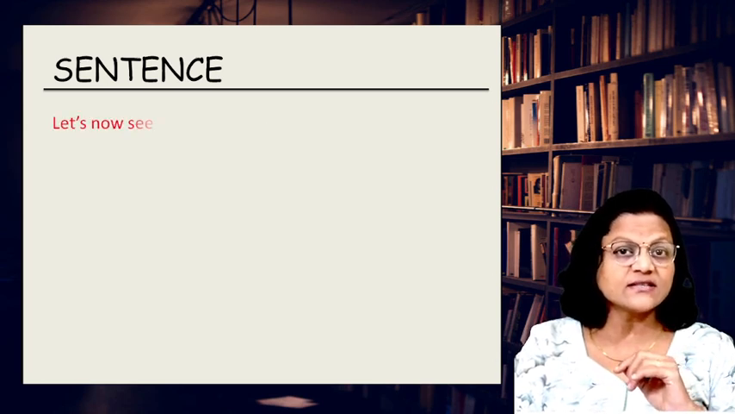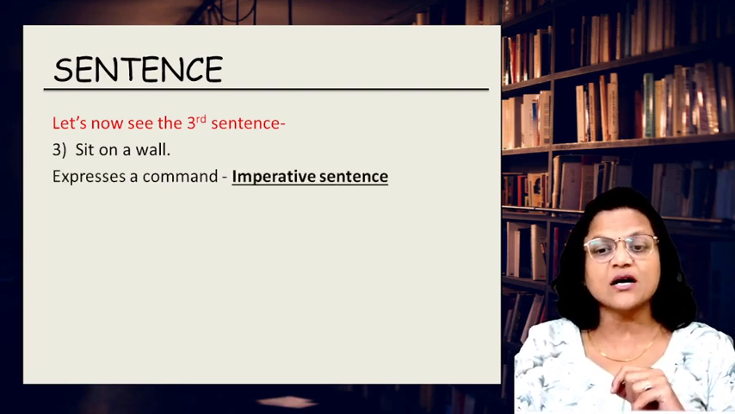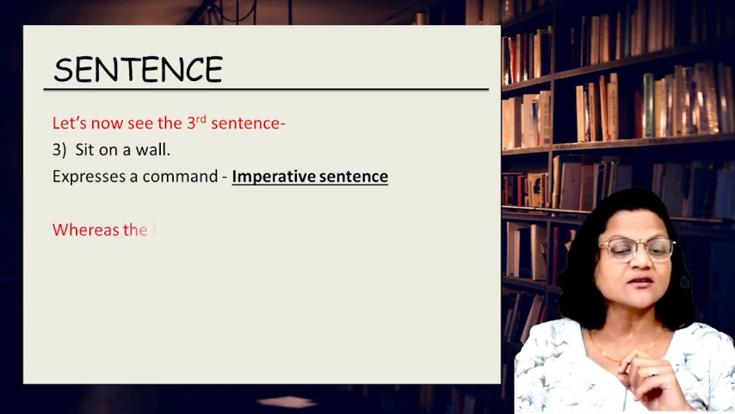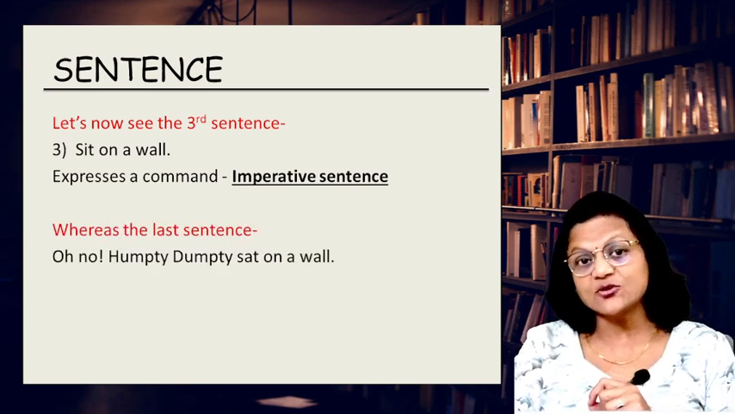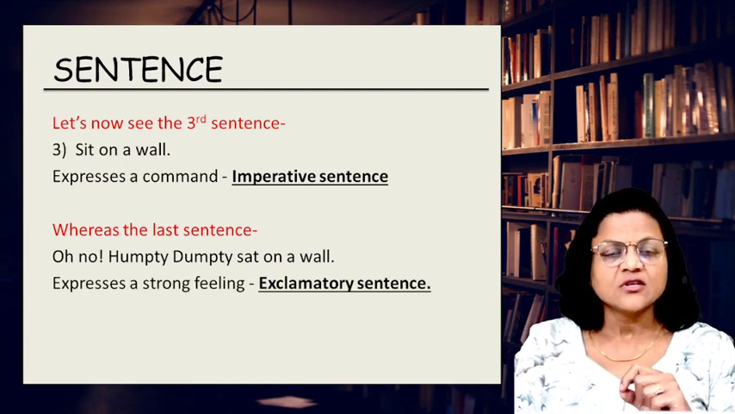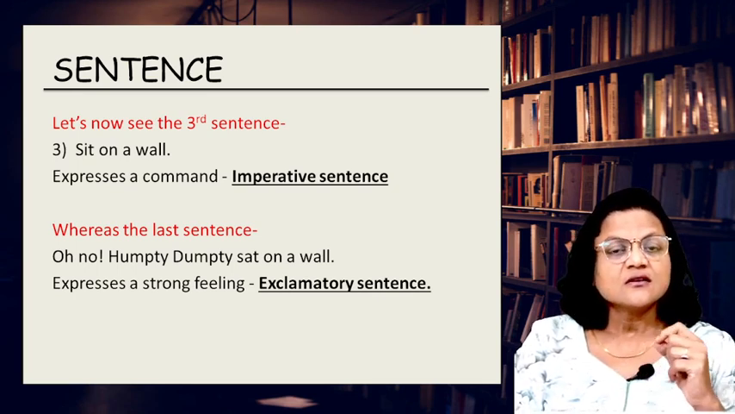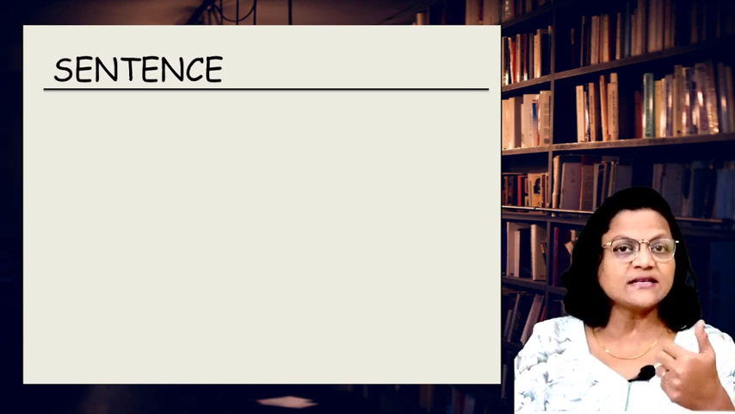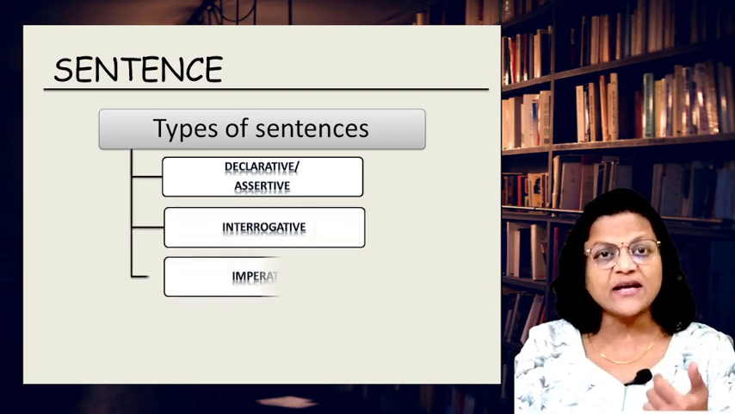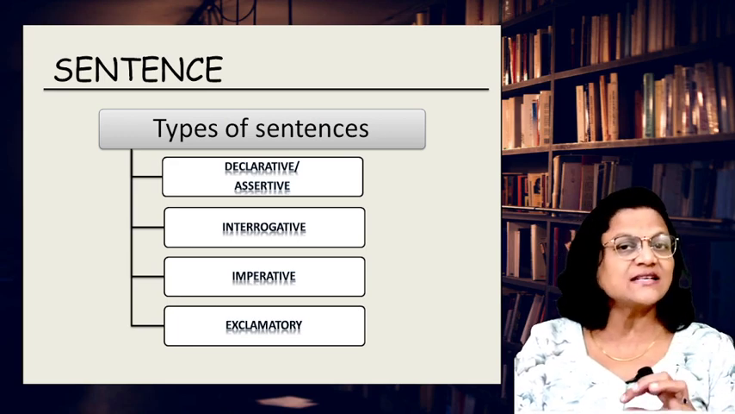What's the third sentence now? Let's see it. Sit on a wall. Here I'm expressing a command. So we call it an imperative sentence. And the last sentence, oh no, Humpty Dumpty sat on a wall. This is expressing a sudden strong feeling. So this type of sentences are known as exclamatory sentences. So now, number 1 I said is declarative sentence, number 2 is interrogative sentence, number 3 is imperative, and number 4 is exclamatory sentence. Let's study these sentences in detail.